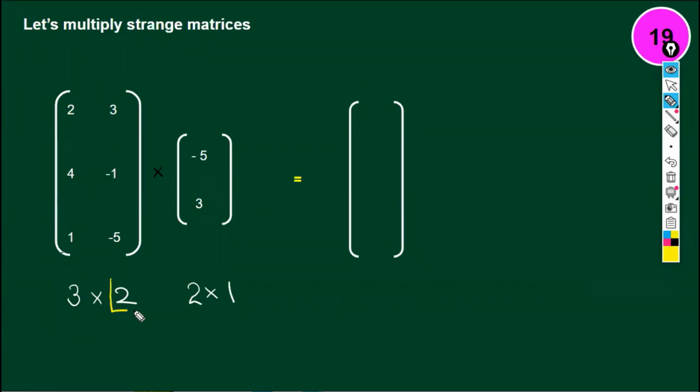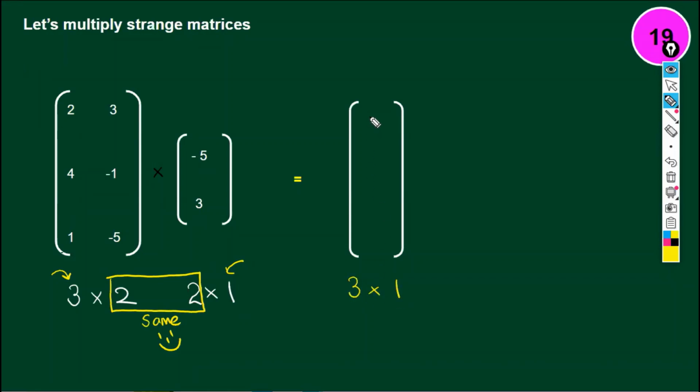Anytime the 2 inner numbers are the same, it is possible. So once these 2 values are the same, it is possible. Now that we know it's possible, then how large will our answer be? Our 2 outer numbers will tell you the size of our answer. So our answer will be a 3 by 1 matrix.